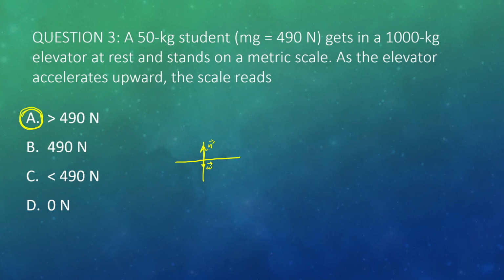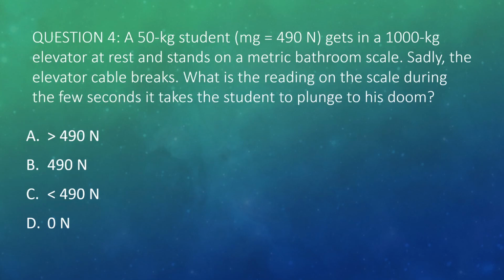And our final question for this lecture. Very similar situation, only this time the elevator cable breaks and the person and the elevator are now falling downward. What would the reading of the scale be in this case? And by the way, this is kind of a dark problem. I didn't write this one just for clarity, but you get the idea.